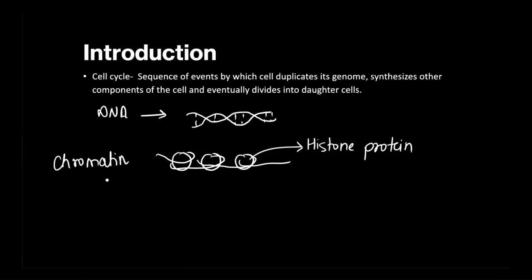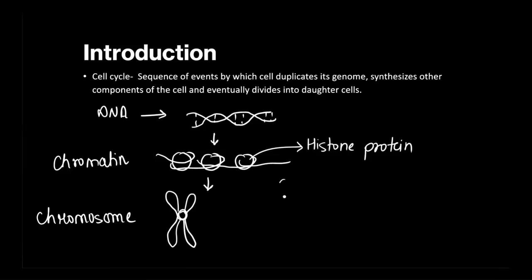Now, this chromatin will further wrap up and form a shape like X. Then it will be called a chromosome. The detailed structure we will learn in later classes. For now, is that clear that DNA is a thread-like structure, that is our genetic material? When this DNA thread is wrapped around histone protein, it is called chromatin. And when it further wraps up and forms an X-shaped structure, it is called a chromosome.